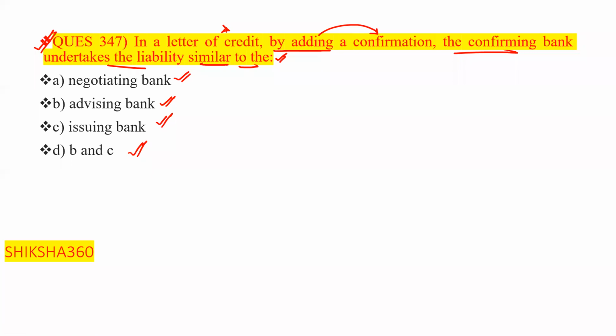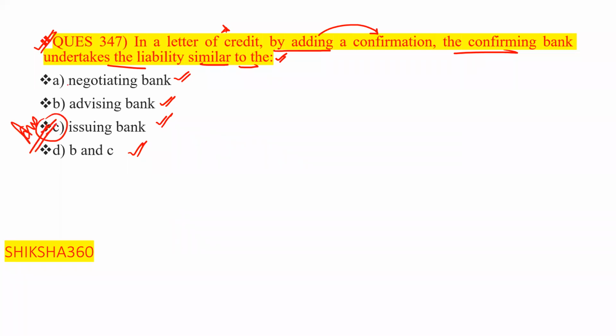So what is the correct answer here? The correct answer is option C, that is the issuing bank. The confirming bank undertakes the liability similar to the issuing bank. That is the overall liability they will take. If the opening bank fails to pay the money, they will pay the money. So option C is the correct answer here.